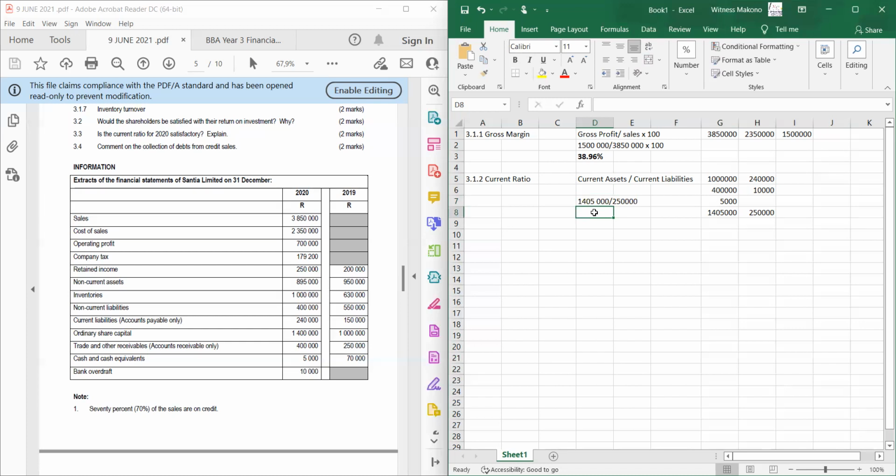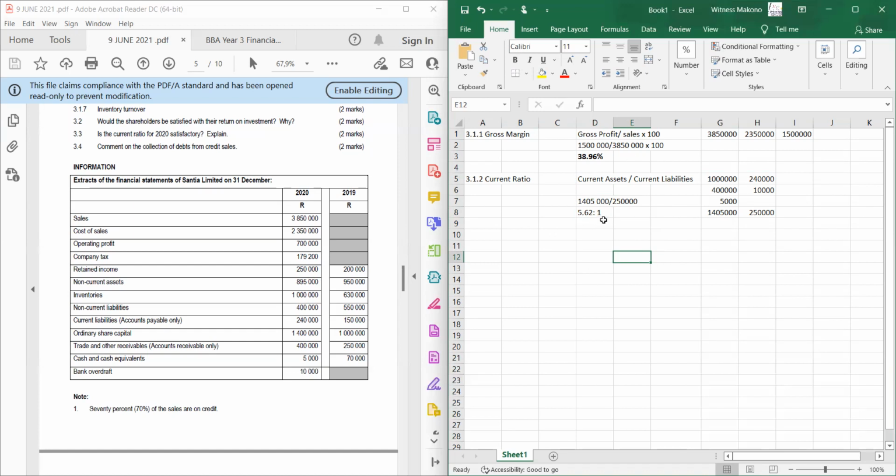Remember, our answers are two decimal places. 1,405,000 divided by 250,000 is 5.62. So it's actually 5.62 is to 1. So you can leave it like this or just as 5.62. 5.62 is to 1 is the same as saying 5.62 divided by 1, which is 5.62.